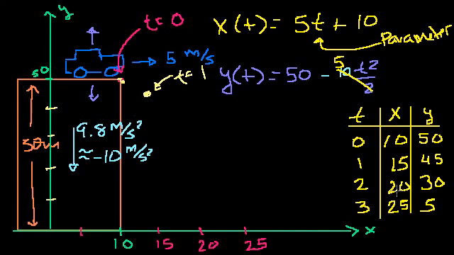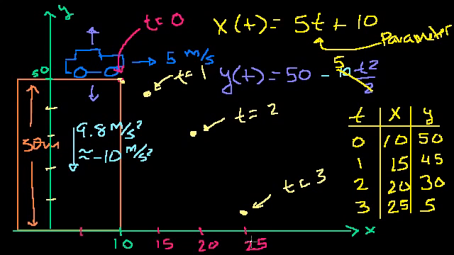At time is equal to 2, we're at the coordinate (20, 30). So 20 and 30, it's right about there. So this is at time is equal to 2. And then at time is equal to 3, we're at (25, 5). So we're right there, 25, 5. Time is equal to 3.